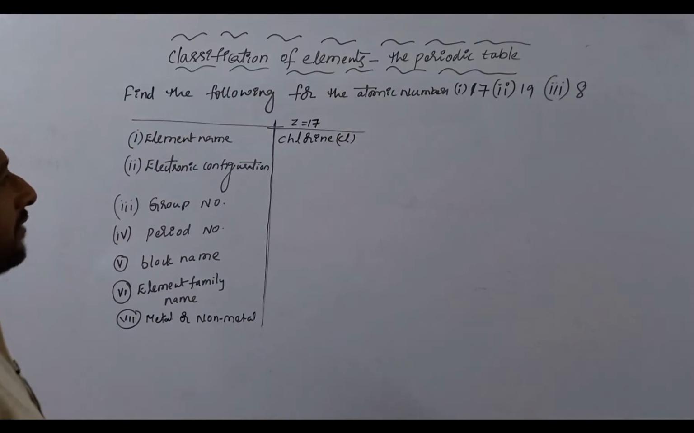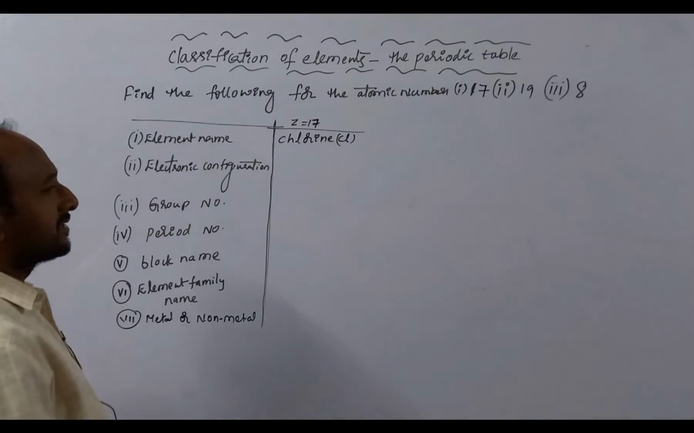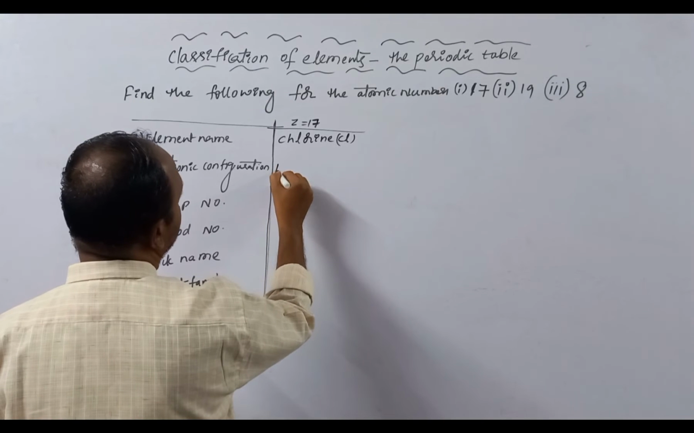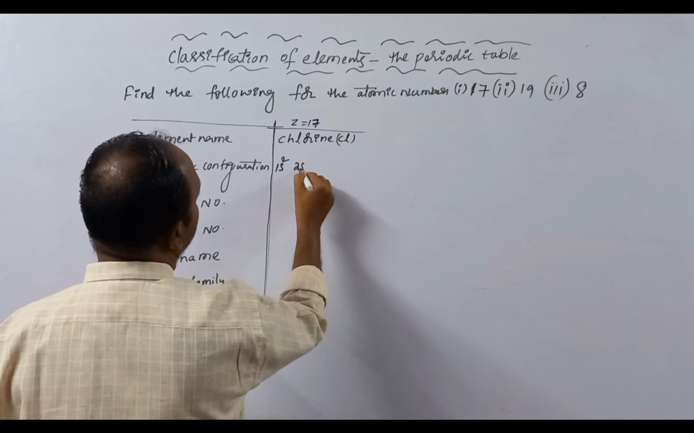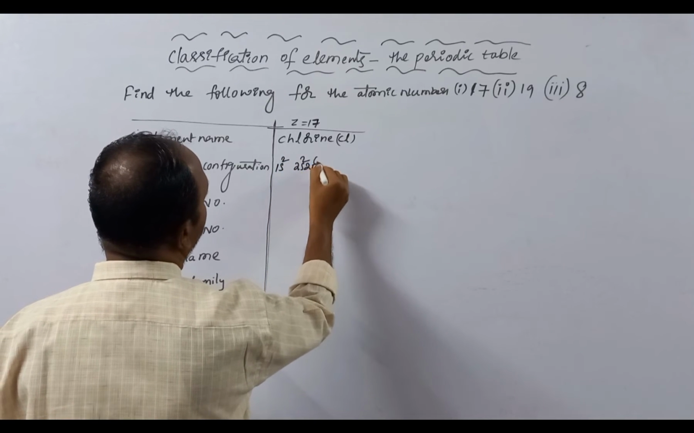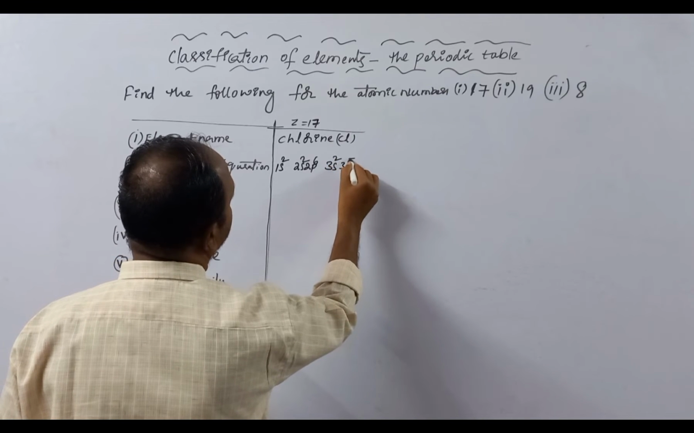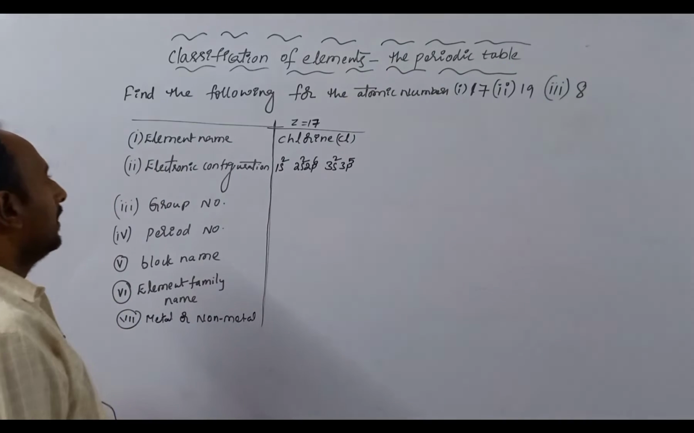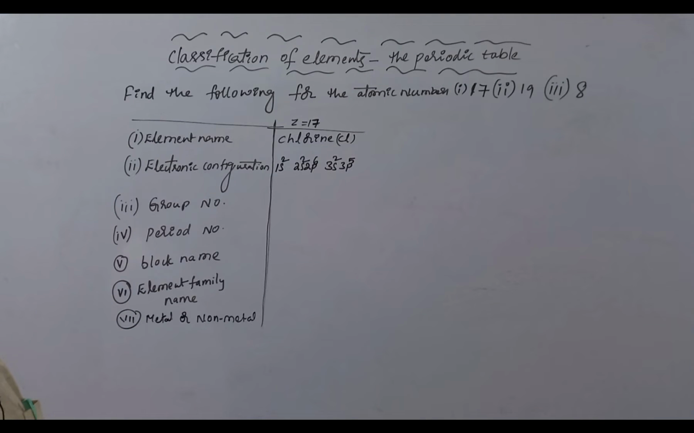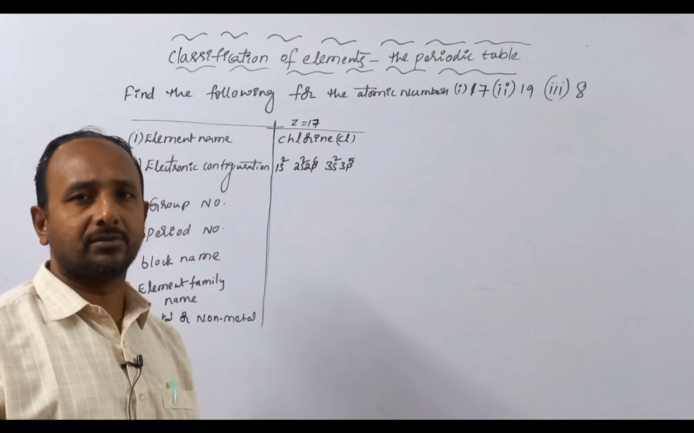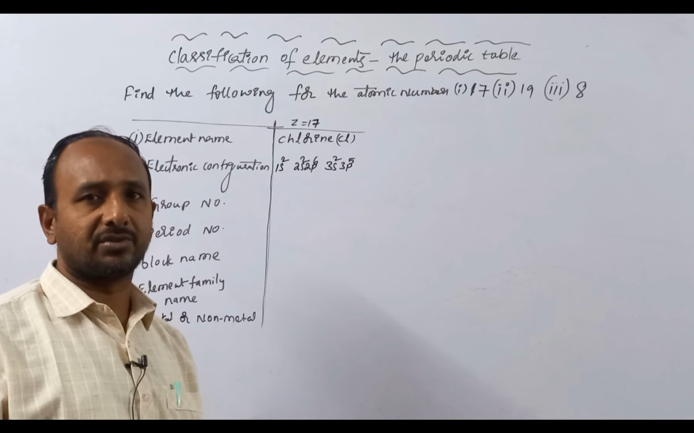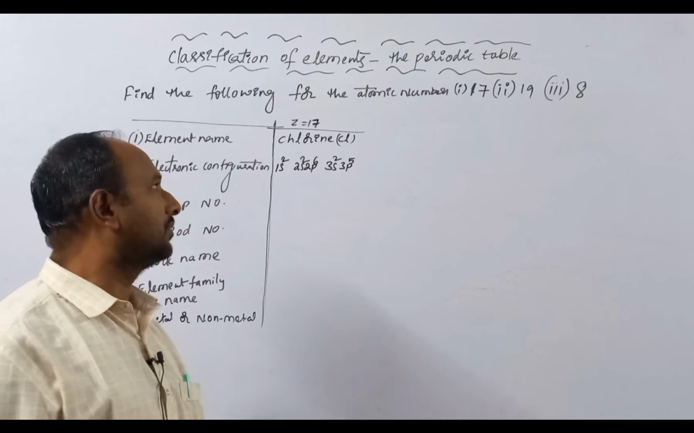Atomic number 17 means it has 17 electrons. Its electronic configuration is 1s2, 2s2, 2p6, 3s2, 3p5. So the electronic configuration for atomic number 17, that is chlorine, is 1s2, 2s2, 2p6, 3s2, 3p5.